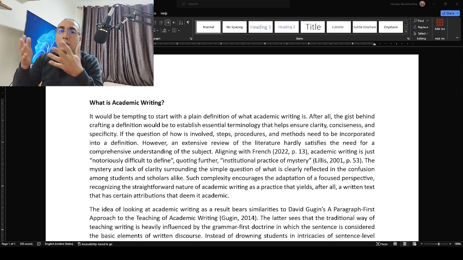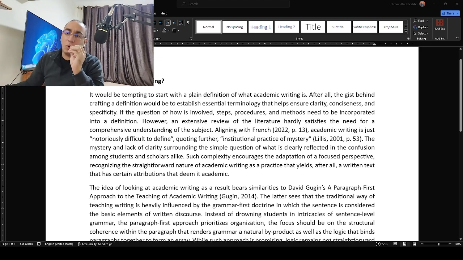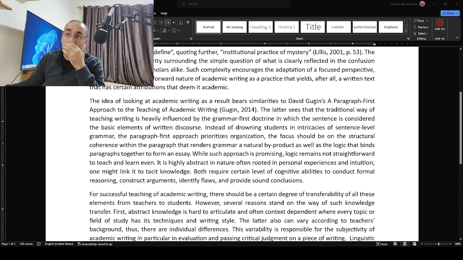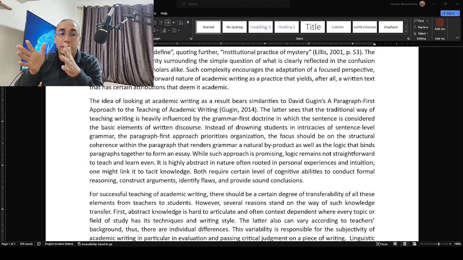So at the end, whatever it is, or why it's a problem, why it's difficult, it's just a practice that yields a text that has certain attributes. So that text is characterized by certain features, attributes, that deem it academic. This is my way of thinking, but although it seems like a really simple way of thinking, it's also kind of problematic. So it takes me to the second idea in my paragraph, and I can see these paragraphs are really lengthy because I'm not sure about the project. This can be just free writing.